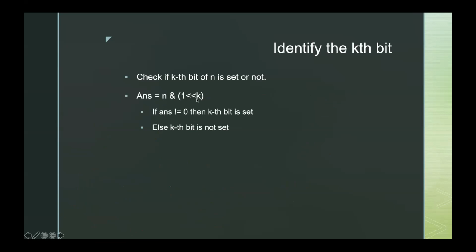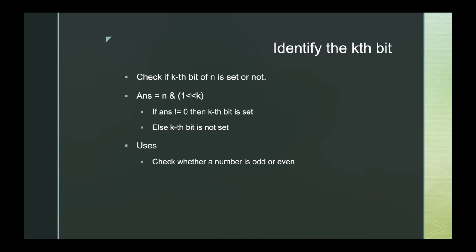If the answer achieved from this operation is not 0, then the kth bit is set, and otherwise, if it is 0, then the kth bit was not set. Any doubts with this? Okay, so let us know where we can use this kind of operation. We can use it whenever we want to check whether a number is odd or even.